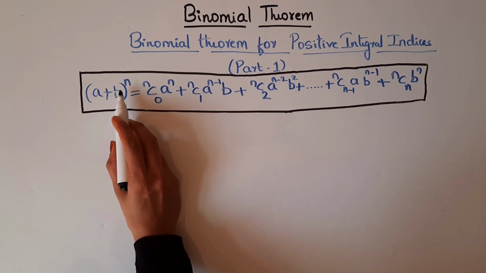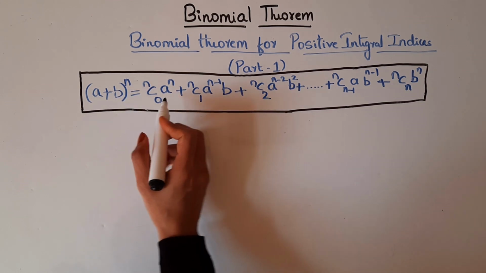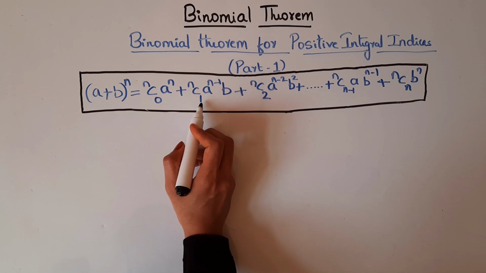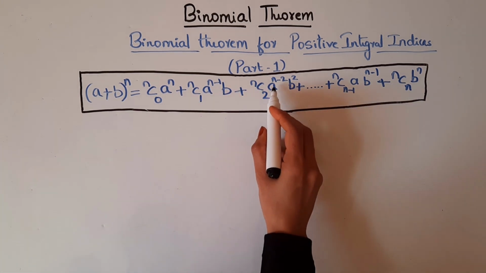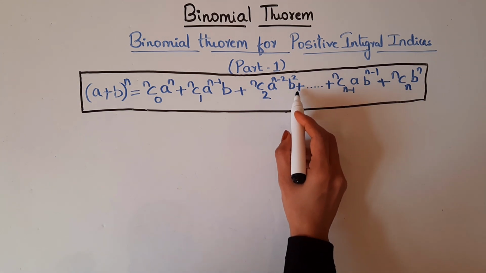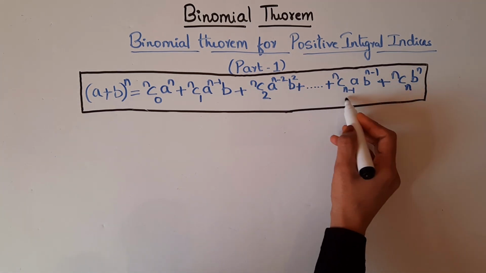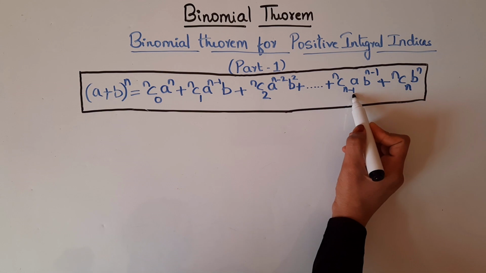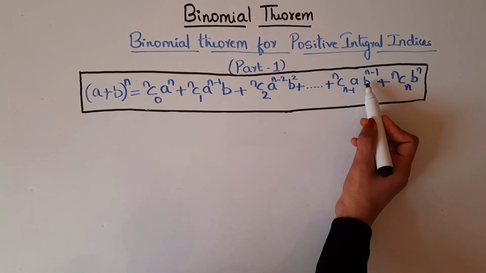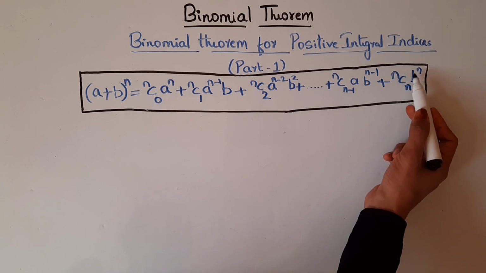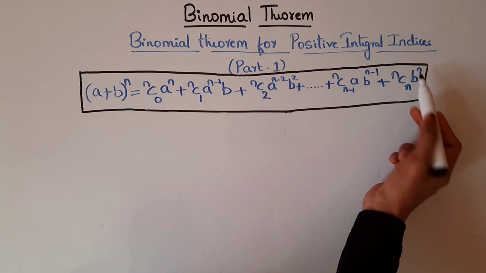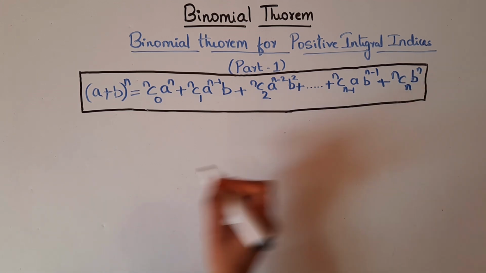We have (a + b)^n is equal to nC0 into a^n plus nC1 into a^(n-1) into b plus nC2 into a^(n-2) into b^2 plus, and the last but one term will be nC(n-1) into a into b^(n-1) plus, and the last term will be nCn into b^n. We have seen this. Let me give an example.